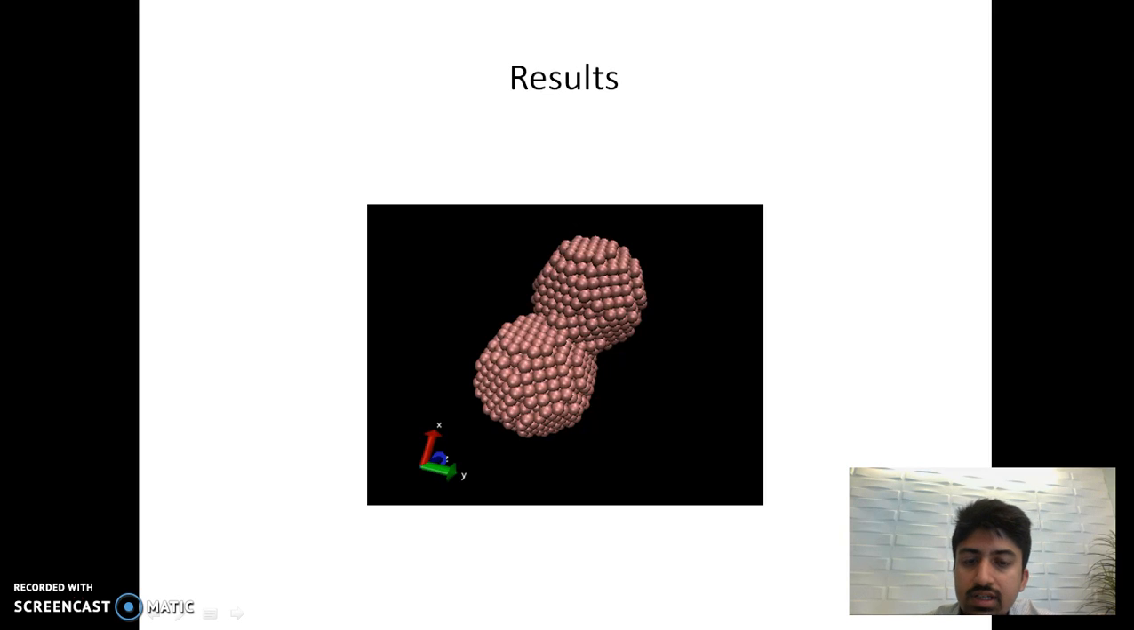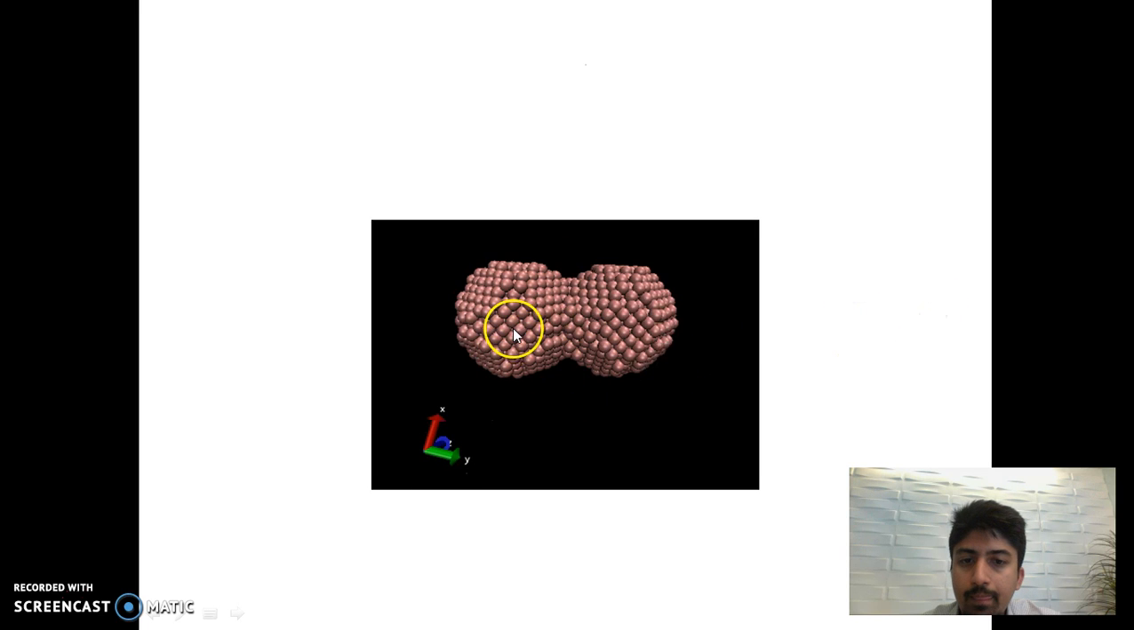As we can see, these are the two particles. This was a two particle simulation, and in these two particles we can see there is a necking region which holds these two particles together, and as the simulation proceeds, this necking region tends to increase along the longitudinal axis. In the simulation, the necking region actually increases.